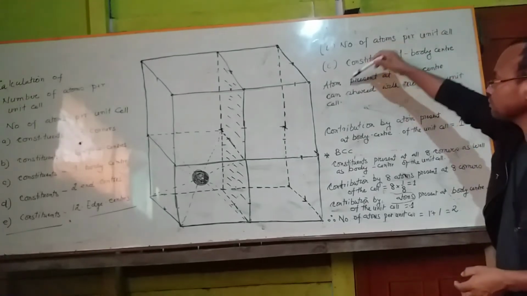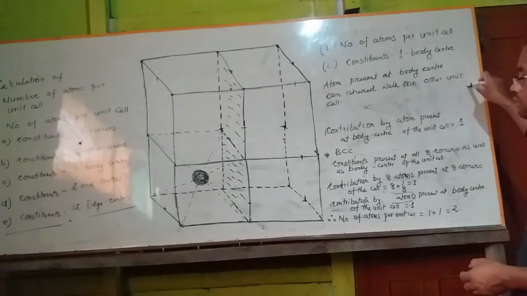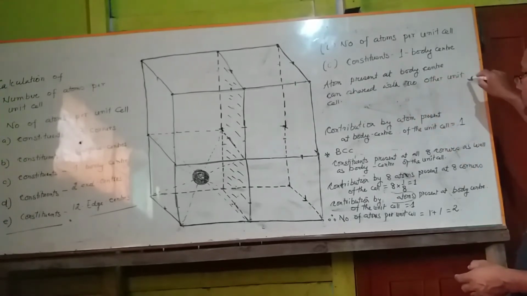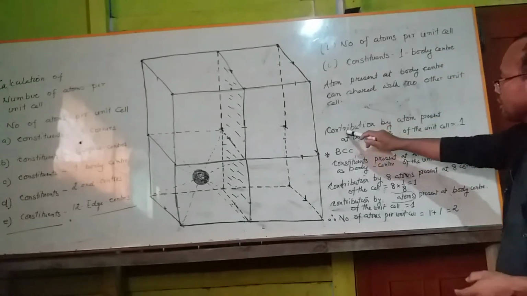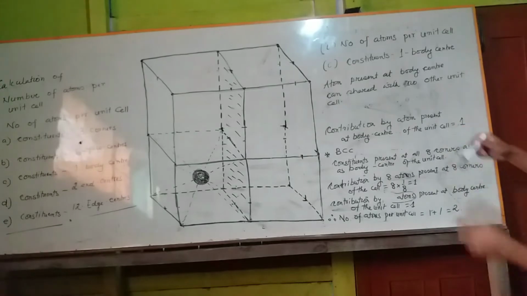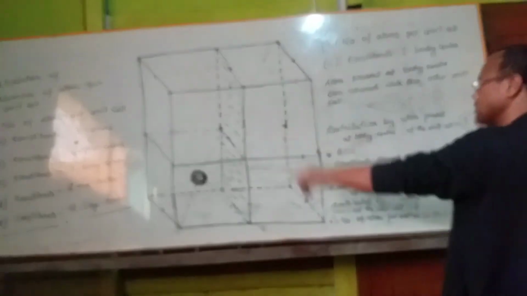An atom present at the body center can be shared with no other unit cell. Therefore, the contribution by an atom present at the body center of the unit cell remains only one. Okay, that is the number for the unit cell.